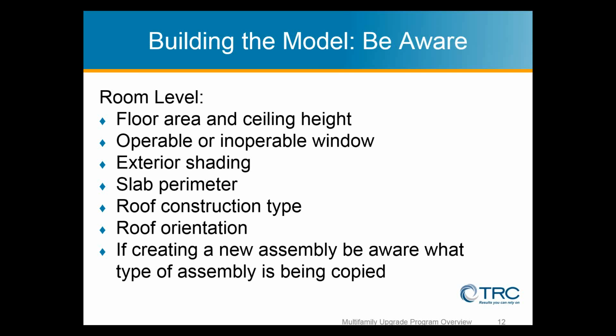The slab perimeter and the roof construction type are also common areas, whether it's an attic or cathedral construction. And also the roof orientation. This only needs to be addressed if there are skylights in the building. If not, this can just be left alone.